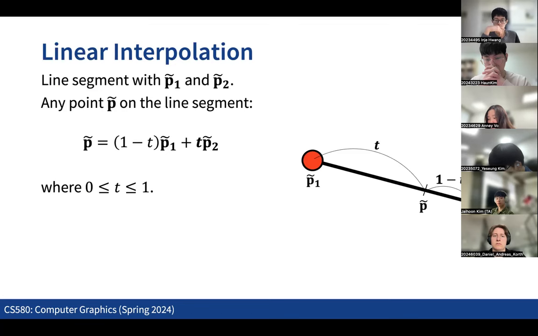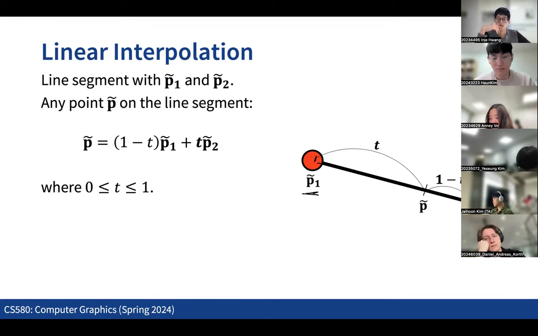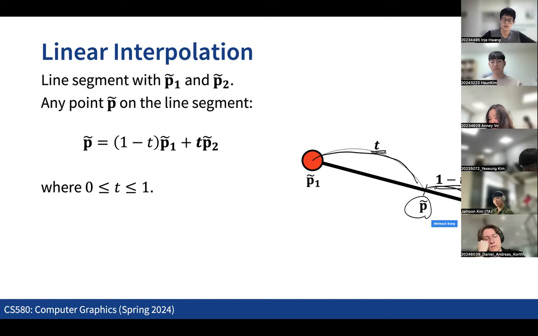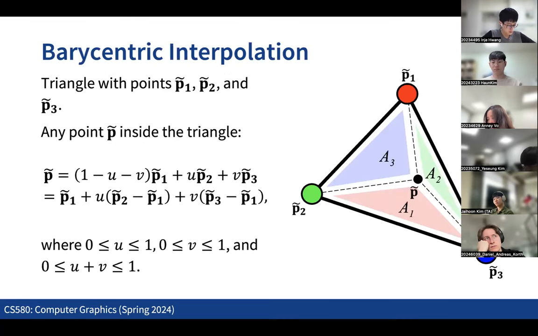So let's first see the line interpolation. When you have two points P1 and P2, any point over the line segment connecting these two points can be represented as a linear interpolation between these two points, right? So when the ratio of the segments is t and 1 minus t, then the point interpolating these two points can be calculated like this, right? So this is the linear interpolation. The basic idea of barycentric interpolation is to do this kind of interpolation not only for the line, but also for the triangle as well.